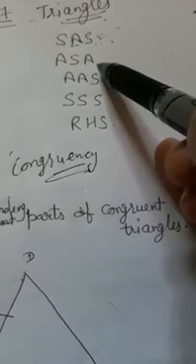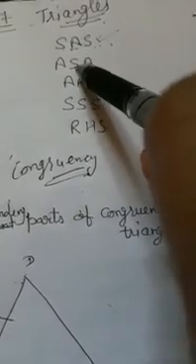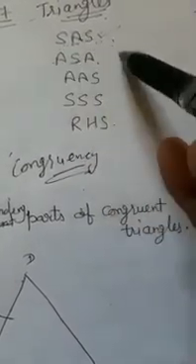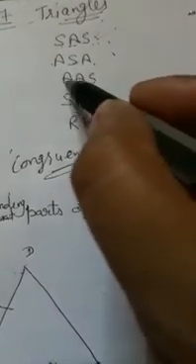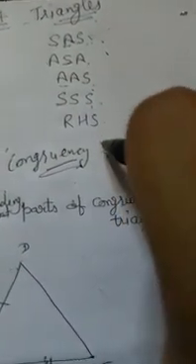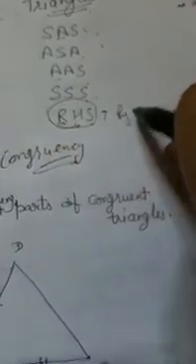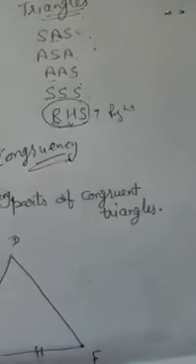Next is angle side angle. Here two angles and the included side of one triangle are equal to the second. Next, angle angle side, two angles and one side. Next is SSS, meaning all the sides. And next is RHS. Here R means right angle, H means hypotenuse, and S means any side. So this is used in right angle triangles, and the others in the remaining triangles.